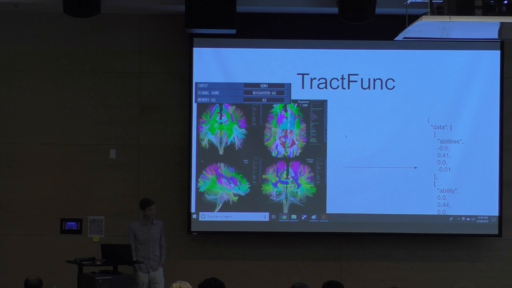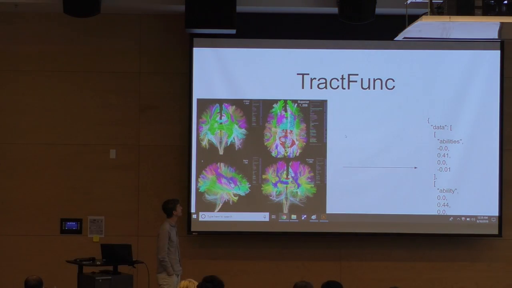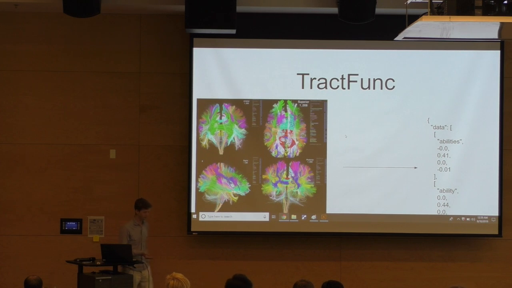Okay, so I am tentatively calling my project TrackFunk. I'm open to branding advice and or recommendations should you have any. But basically the overarching goal here is to start incorporating information or data about function into analyses of white matter. This is something that typically isn't done because you don't usually have data about function associated with white matter.